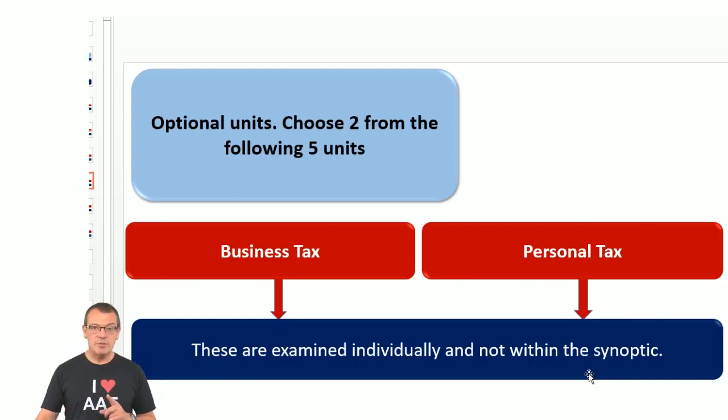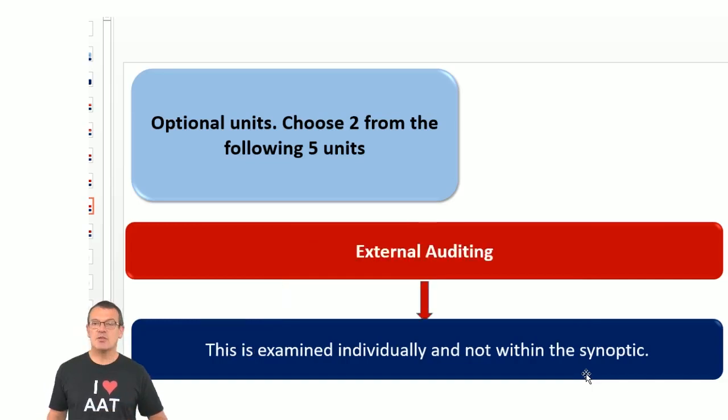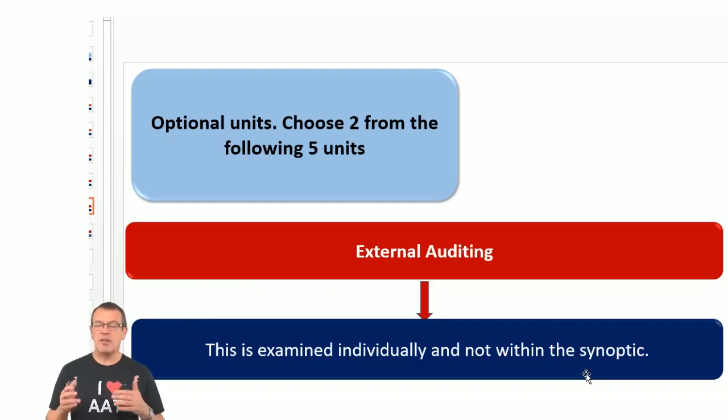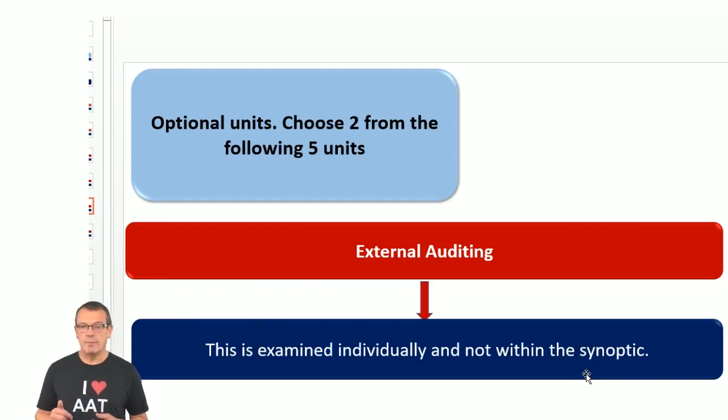And there's one more unit to talk about as an optional unit, which is the next one, and that is external auditing. So if you're planning to be an auditor in the future, and that is your chosen career, or that is the advice that you've got of people within the workplace, then that is an option that you have at level 4.